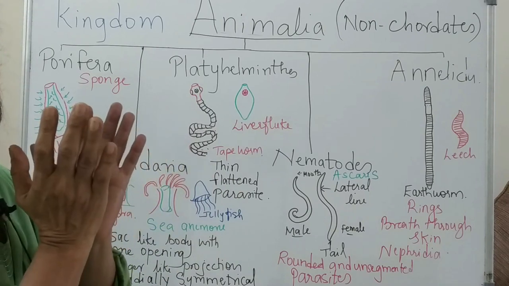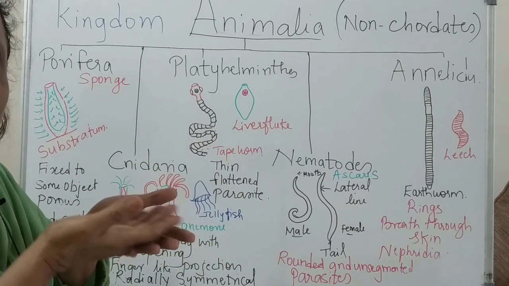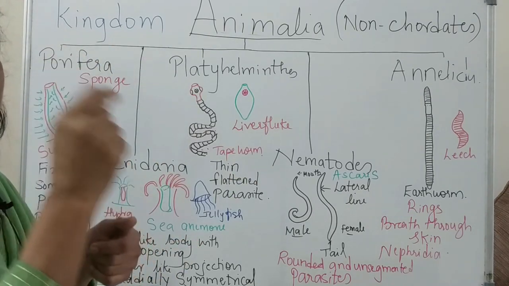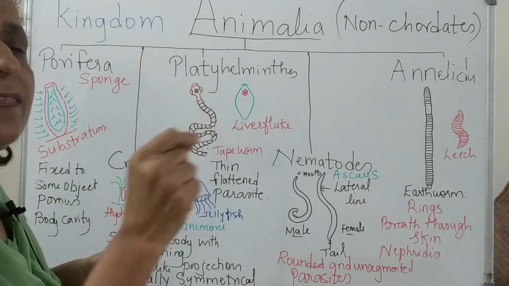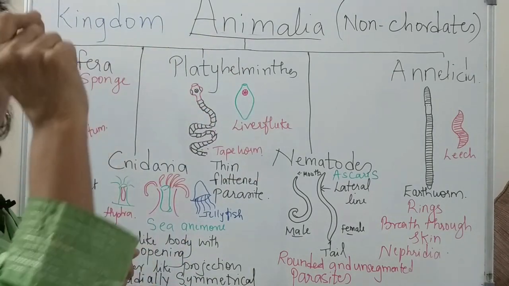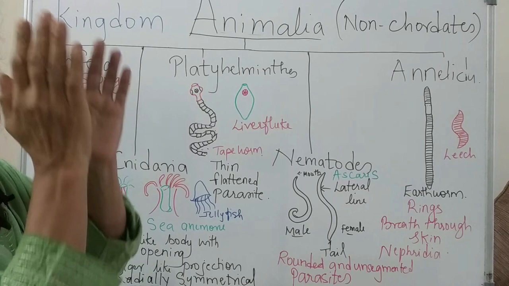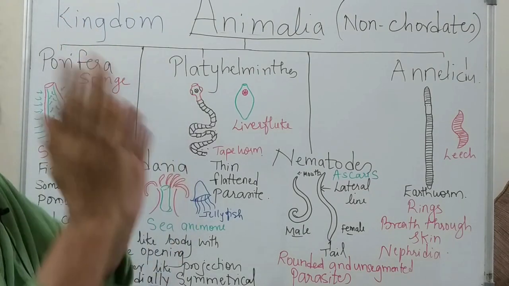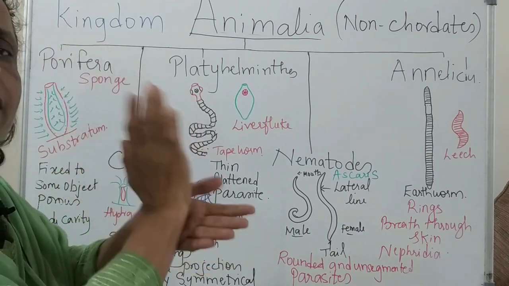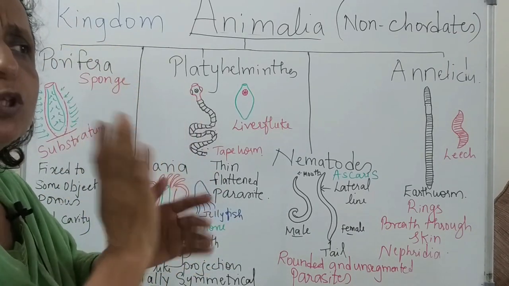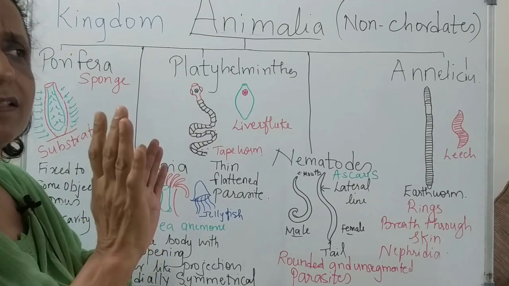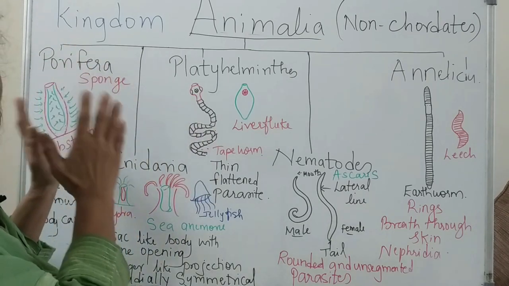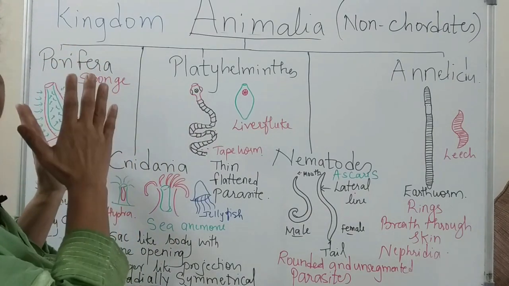So they are attached to the substratum, meaning something at the base, they are not moving, but still they are animals. Why? Because the cells which are present in them are animal cells, therefore they are known as animals. So sponge is attached to the substratum, it does not move, and mostly they are found in the sea. Even in freshwater rivers, there are very few, most of them are found in the sea.